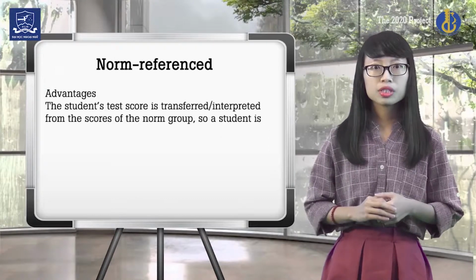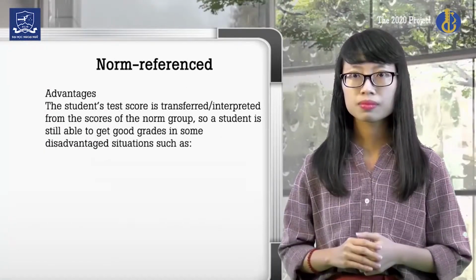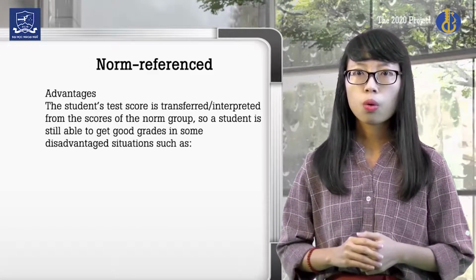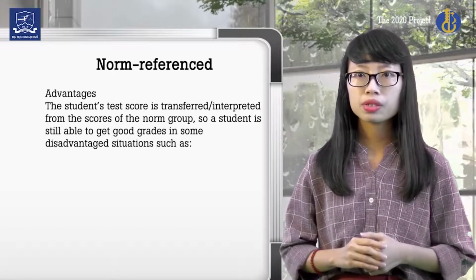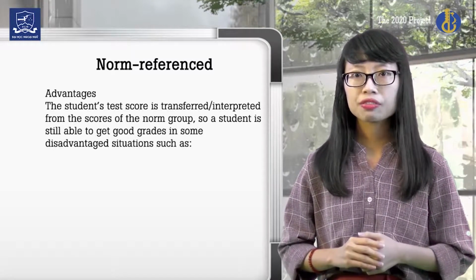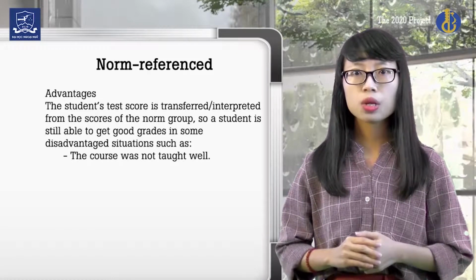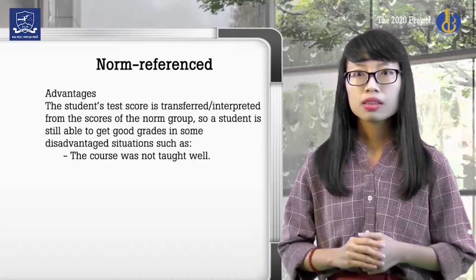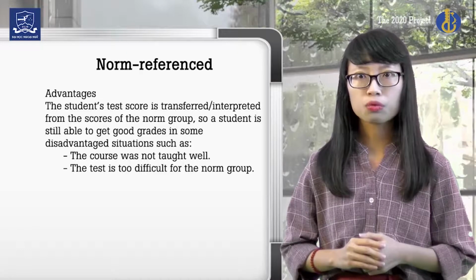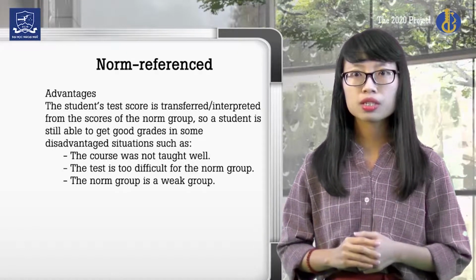The norm reference interpretation has certain advantages. Because all the scores are compared, a student can still get good grades even if the course was not taught well and everyone gets low grades, the test is too difficult for the norm group, or the norm group is a weak group.